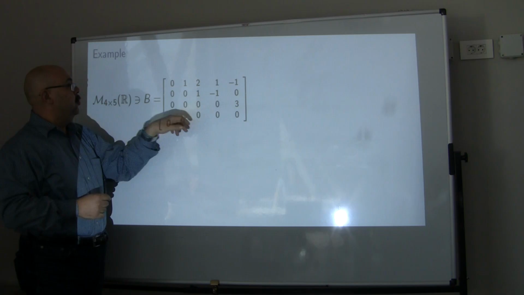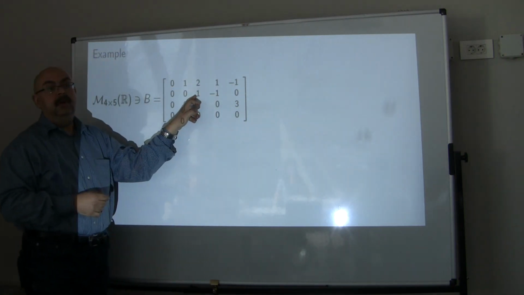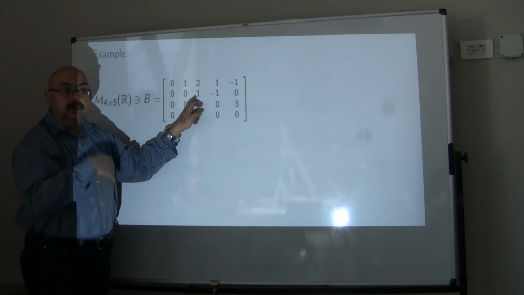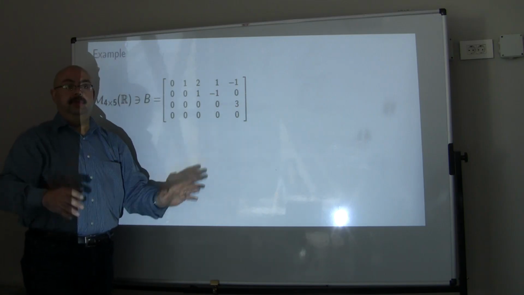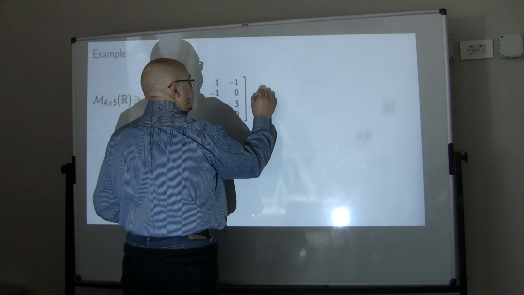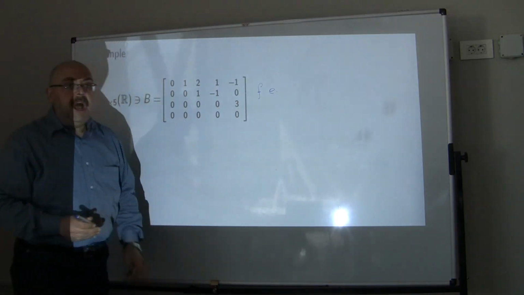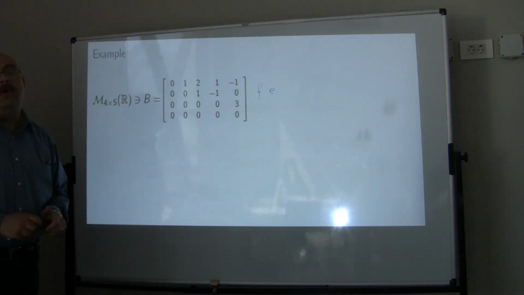Let's go for the second row. The first number that I will hit is 1, and all the numbers are behind it, to the right. Same way for the third row. So it is in echelon form. So this matrix is in REF form. I need to transform it to be in RREF form.